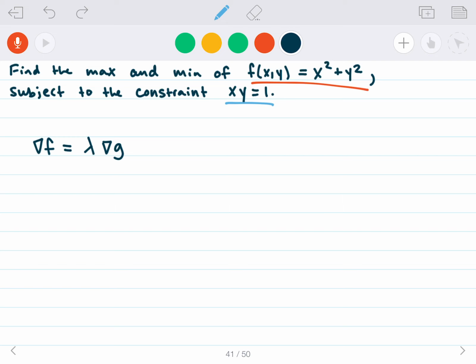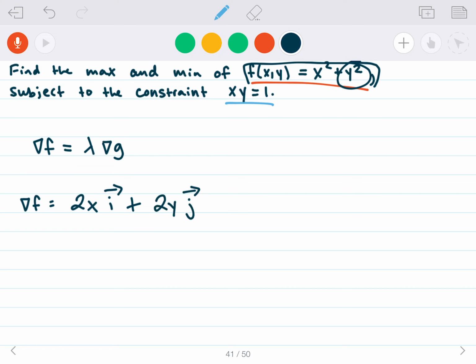So how do I take the gradient of f? Well, remember what I did? I took partial derivatives and turned that into a vector, basically. So the gradient of f, if I look at f right here, the partial derivative with respect to x is 2x. So I have 2x i plus the partial derivative with respect to y is 2y j. Okay, so that's the gradient of f.